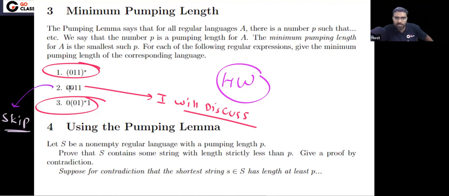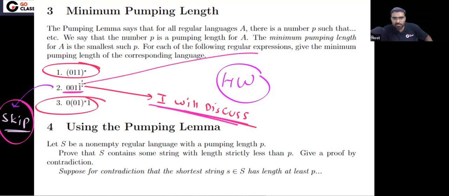Is this point clear? You can think about it maybe for 10 minutes, 15 minutes, but don't worry about it. I will discuss it. But you just think about it.